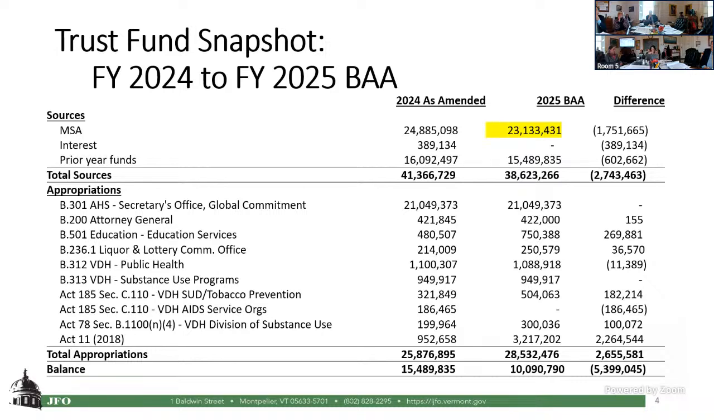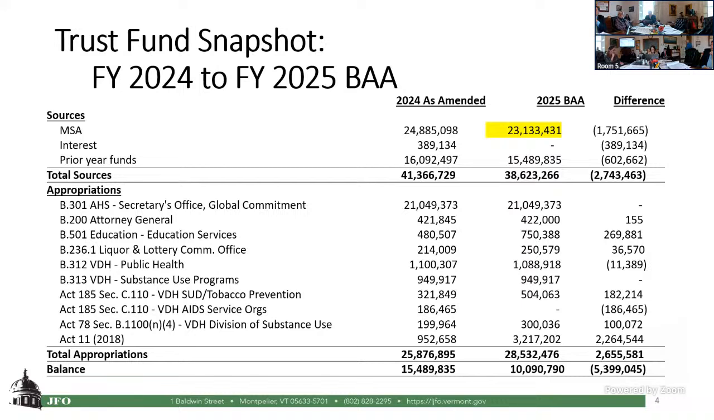The things to note are, most of this money is going to B301, which is the mixing bowl appropriation for Medicaid. So most of this money is used as Medicaid match. A little bit of money goes to the Attorney General's office because they are paying attention to the Master Settlement Agreement to make sure that the amounts the state is owed get paid. Some funds go to the Agency of Education for tobacco cessation in schools. I think liquor and lottery did some enforcement related to tobacco sales.